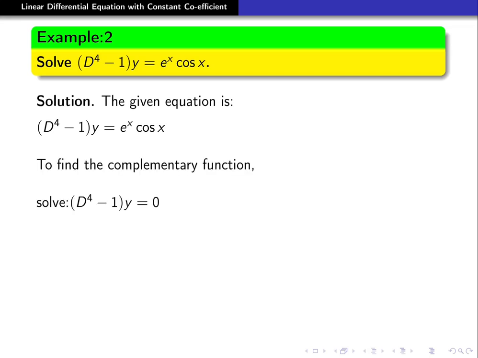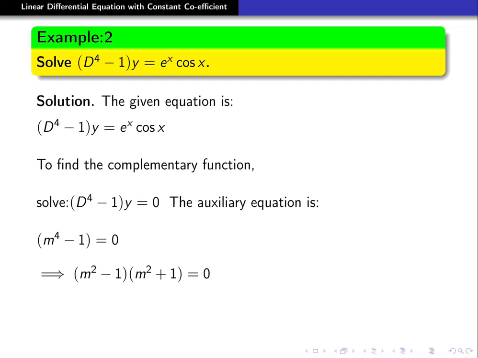So now we need to find the complementary function. Solve (d power 4 minus 1) y equal to 0, replacing r of x by 0. The auxiliary equation, replacing d in terms of m, is m power 4 minus 1 equal to 0. Therefore (m square plus 1)(m square minus 1), so we can write it like this. Therefore m is equal to plus or minus 1 and plus or minus i.